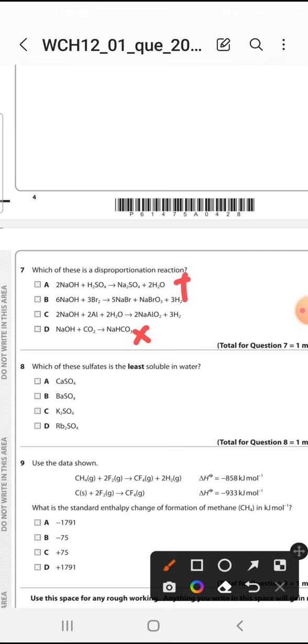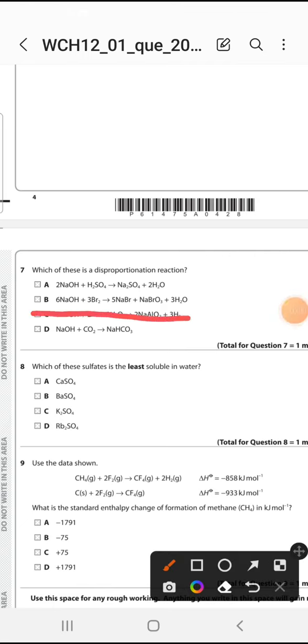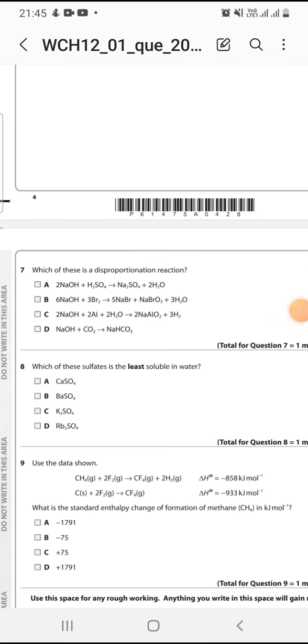But when you go to option B, apparently you can see sodium hydroxide, nothing has happened, but the Br2 is getting converted to NaBr and NaBrO3. Two forms of bromine have formed. Definitely we have to choose B, nothing else. Even when you move to C, the same thing happens, it's just a redox reaction. C is just a redox reaction, but B is a disproportionation reaction, because in C there are two things, one oxidized and one reduced.